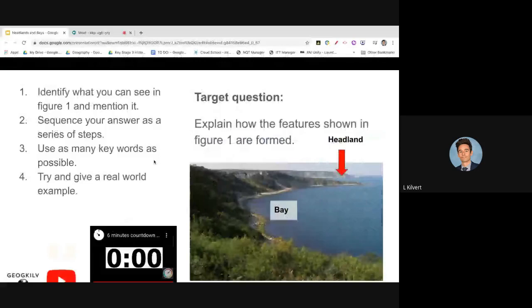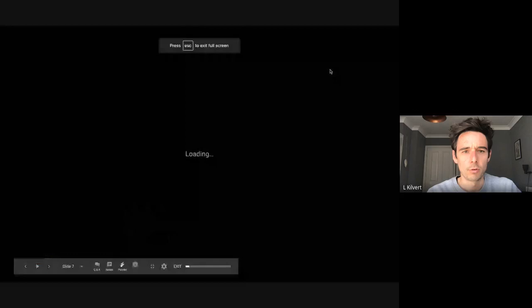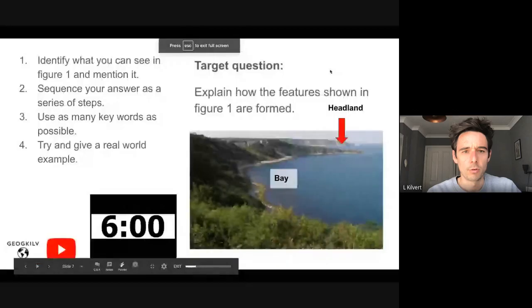Okay, right. So hopefully you've had an opportunity then to answer the question. What I would like us to do now is have a little look through my model answer to the question. So I'm going to start off by reading it to you.